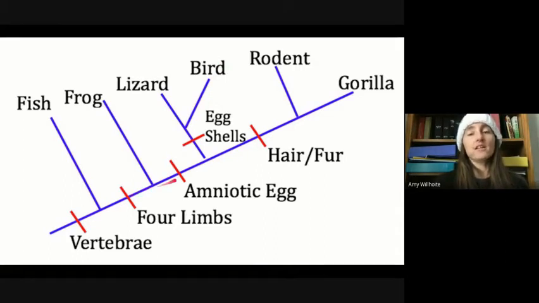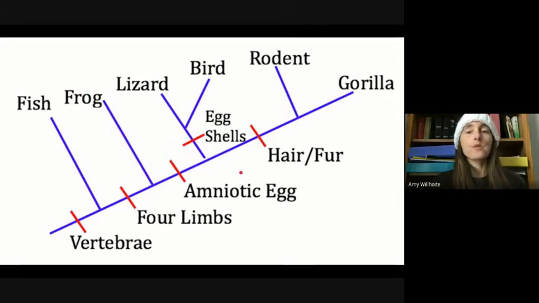Okay, all right, so amniotic egg. Amniotic egg is falling right here. You may not even know what that is. But if I said, which of the following does not have an amniotic egg? Then you just have to look at it and go, amniotic egg is right there. Everything past it has an amniotic egg. Anything before does not. So frog does not, fish do not. Cool.